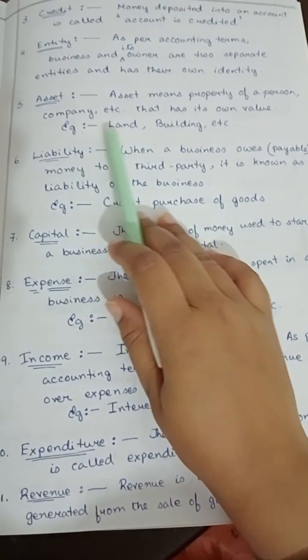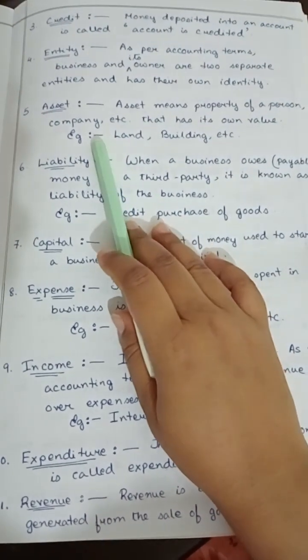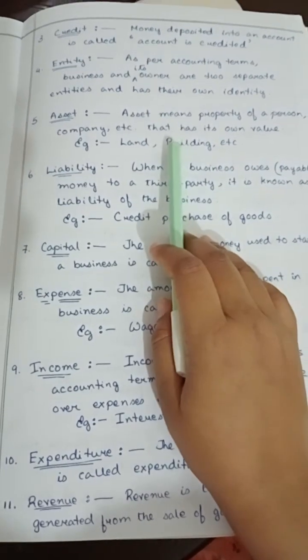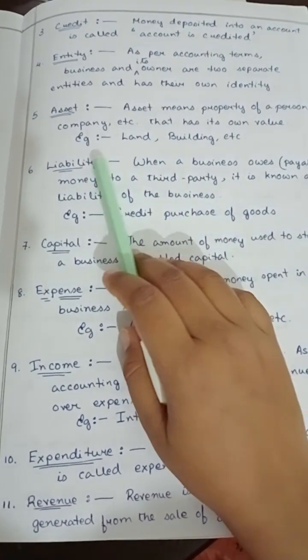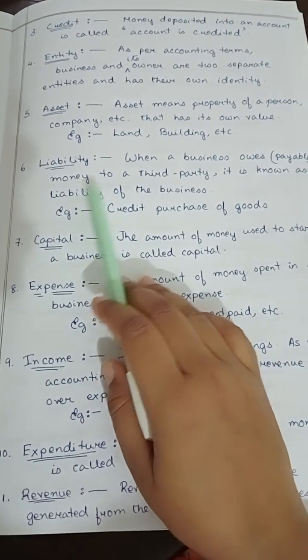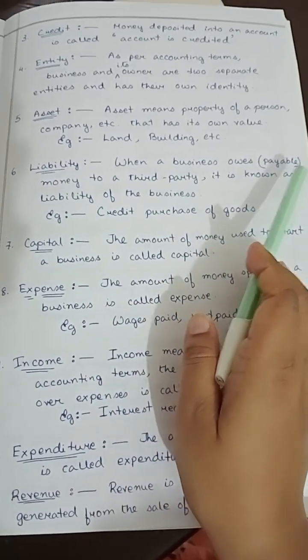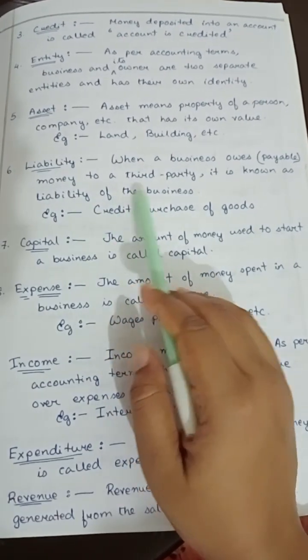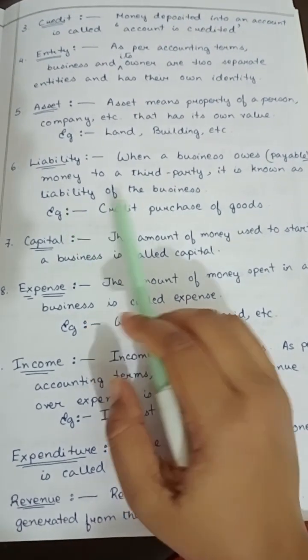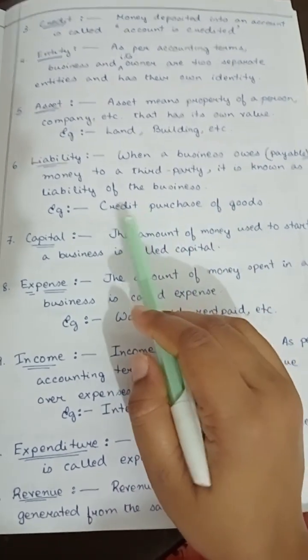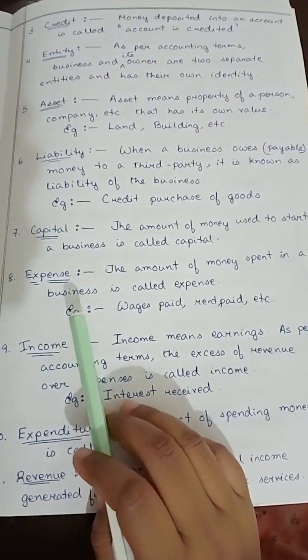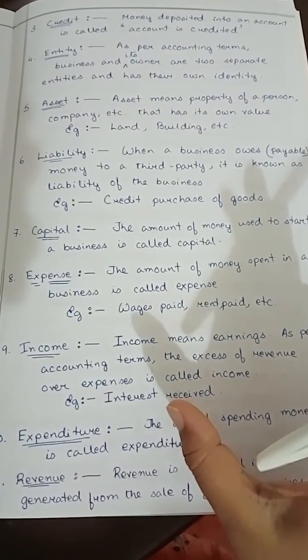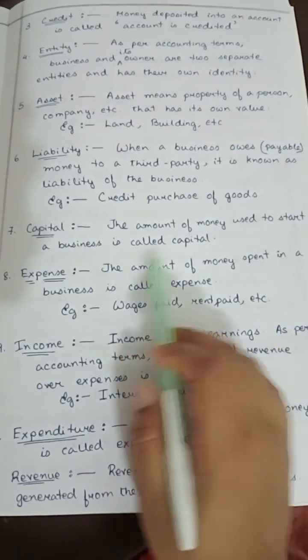Asset. Asset means property of a person, company, etc., and it has its own value. Land, building, etc. is the example. Liability: when a business owes, meaning payable money to a third party, it is known as liability of the business. Example: credit purchase of goods. Then capital. Capital means the amount of money used to start a business is called capital.